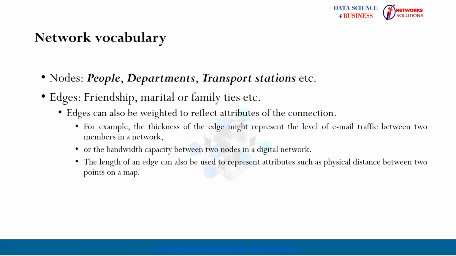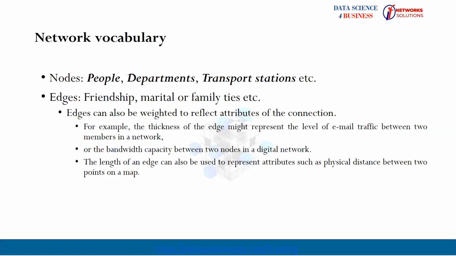So let's look at some network vocabulary. For example, we have what we call nodes. Nodes can be people, departments, or any object or transport station that you want to study. Then you have the edges. Edges are the links between these nodes, between these objects. And these edges can be weighted.